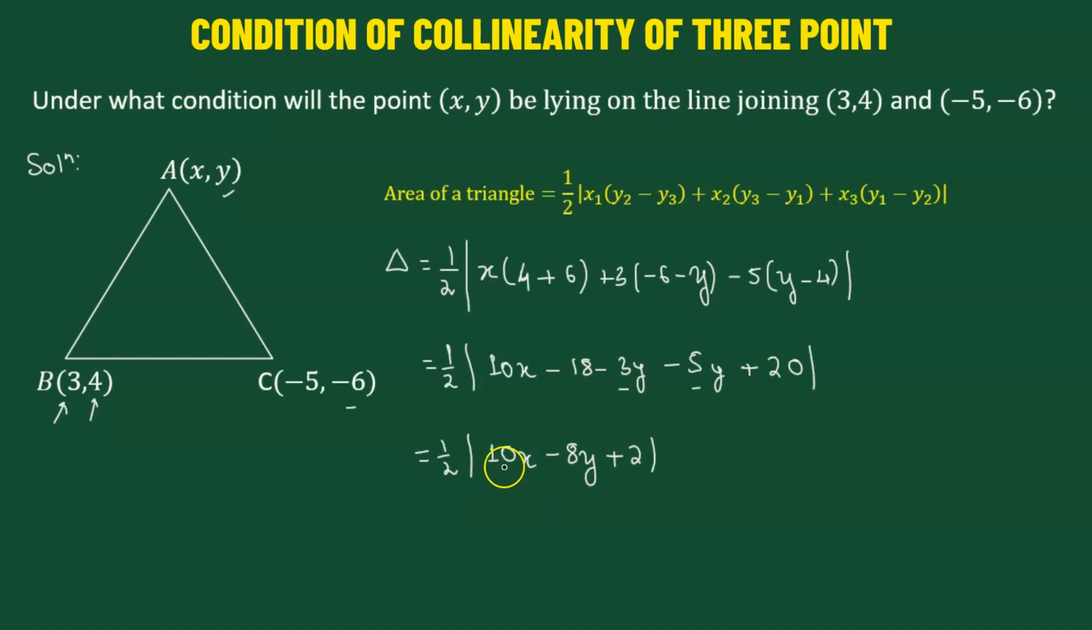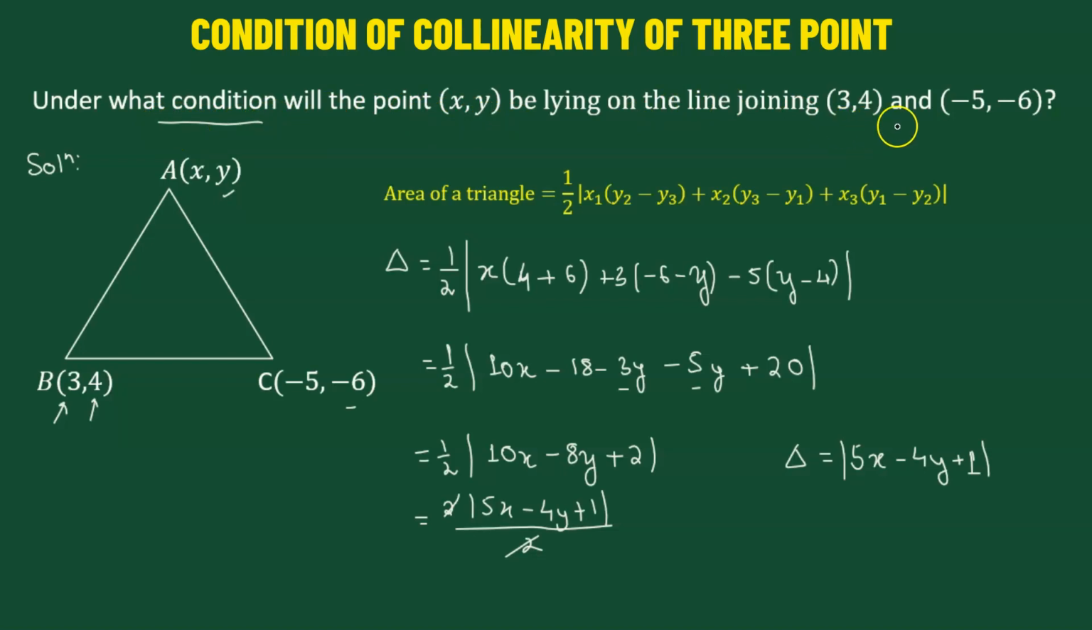What we can do, we can factor out 2 from inside the absolute value. So 2 comes out, then we have 5x minus 4y plus 1 whole divided by 2. So the 2 and 2 get cancelled out and we get the expression for the area of the triangle. The area of the triangle is going to be the absolute value of 5x minus 4y plus 1.